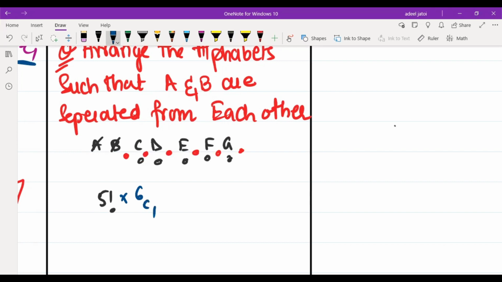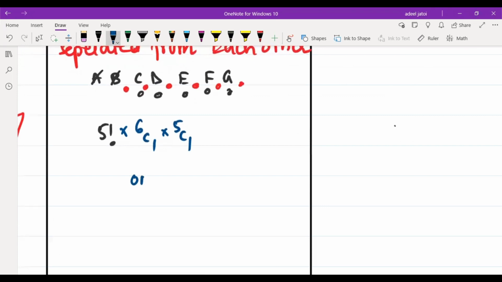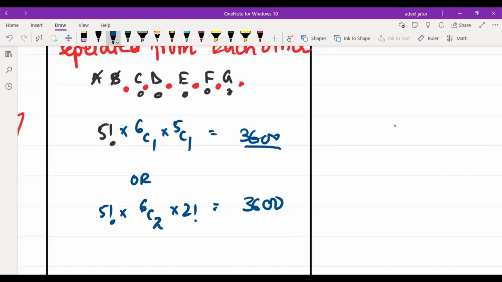it should be 6C1, then 5C1. Or we can easily do 5 factorial times 6C2 times 2 factorial. The answer would be 3600.